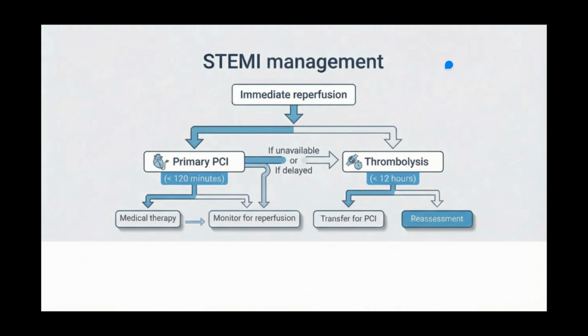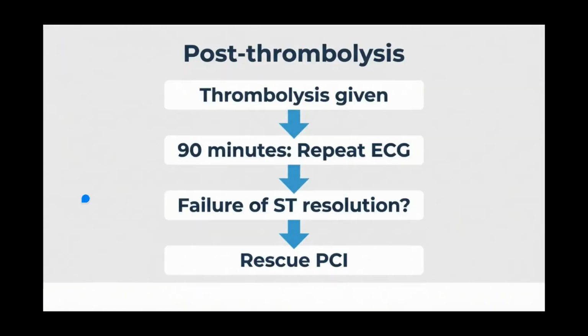STEMI requires immediate reperfusion. Primary PCI is preferred if it can be delivered within 120 minutes of diagnosis. If PCI is not available within this time frame, thrombolysis should be given within 12 hours of symptom onset. After thrombolysis, repeat the ECG at 90 minutes. Failure of ST resolution requires rescue PCI.